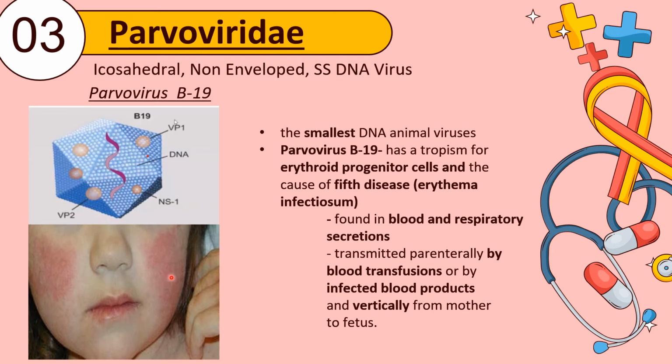The virus can be found in blood and respiratory secretions of people infected with it. And this can be transmitted via the respiratory route or parenterally by blood transfusion of infected blood products, and vertically from mother to fetus.